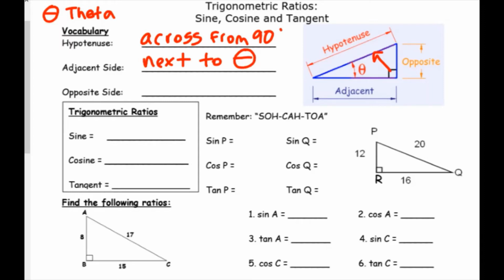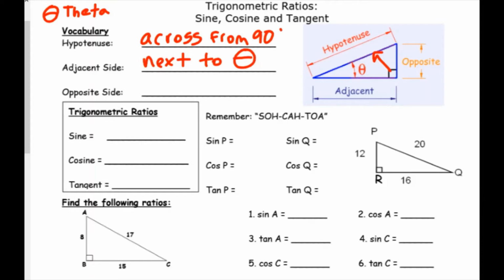Okay? So, wait, what? Why are we using Greek letters? Good question. T-H-E-T-A. Theta. All right, so why are we using Greek letters? Can't tell you. Okay, it's just another letter. You could use X if you want. But I'm just letting you know, if you see theta, that means you have a missing angle. Okay, just a variable for a missing angle.